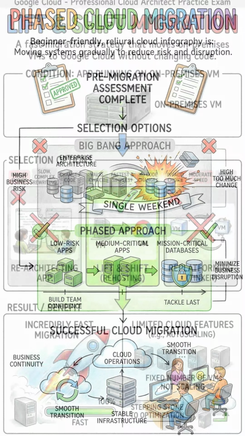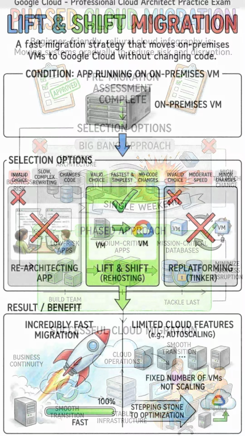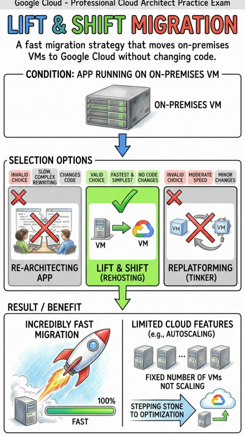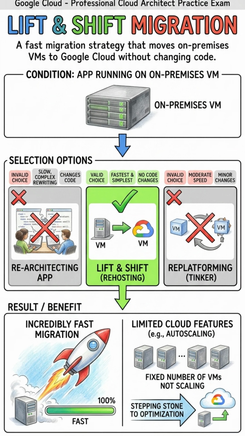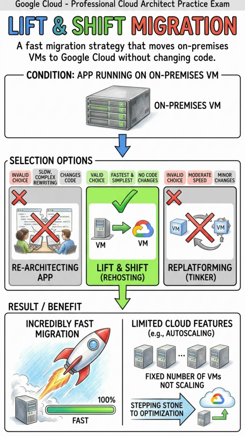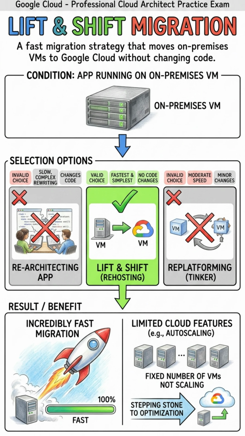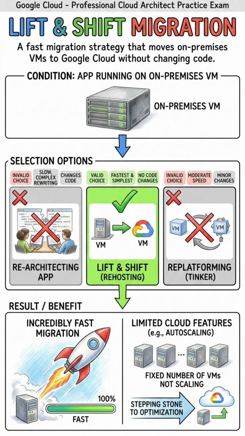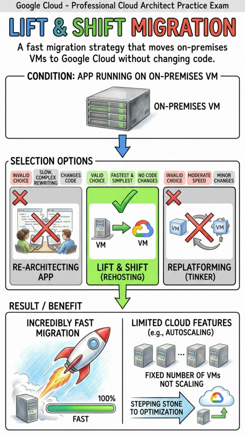The fastest and simplest migration strategy is known as lift and shift, which is also called rehosting. In this approach, you take an application running on an on-premises virtual machine and move it directly to a Google Cloud virtual machine without changing its underlying code. While lift and shift is incredibly fast, it does not take full advantage of cloud-native features like autoscaling, making it a stepping stone rather than a final destination.